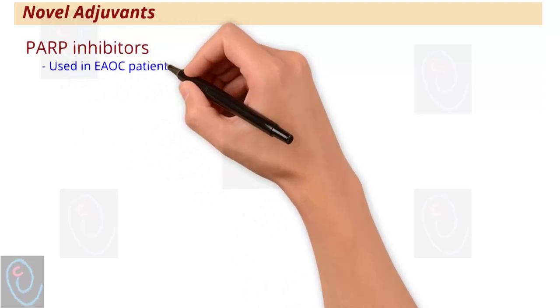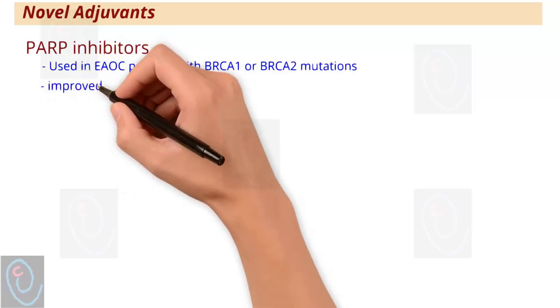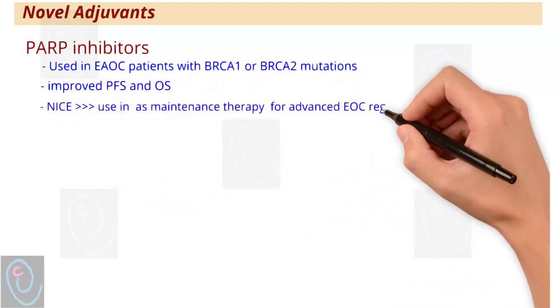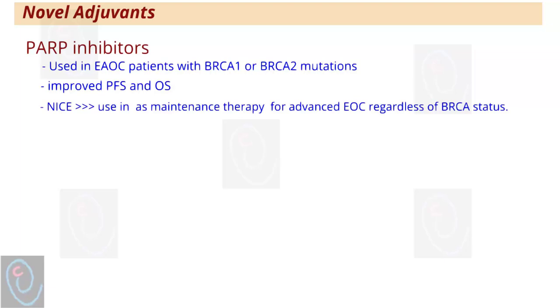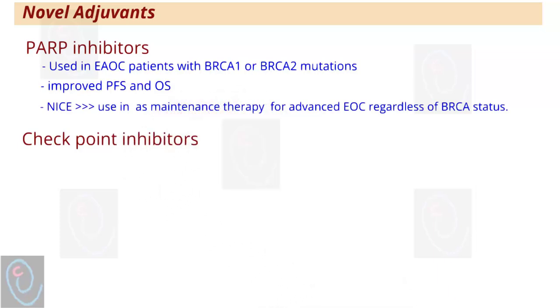This is used in endometriosis associated ovarian cancer patients with BRCA1 or BRCA2 mutations. And it is associated with improvement in progression-free survival and overall survival. And the NICE guideline recommends the use of PARP inhibitors as a maintenance therapy with advanced ovarian cancer, even in conditions without BRCA mutations. And then another option is checkpoint inhibitors.